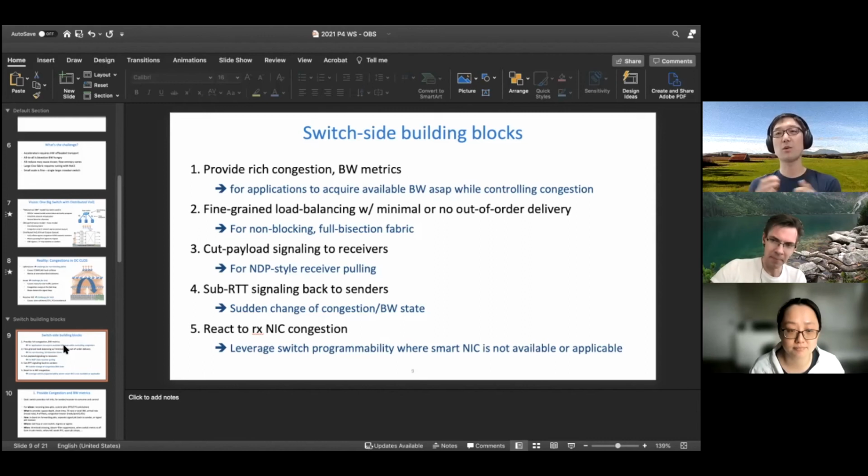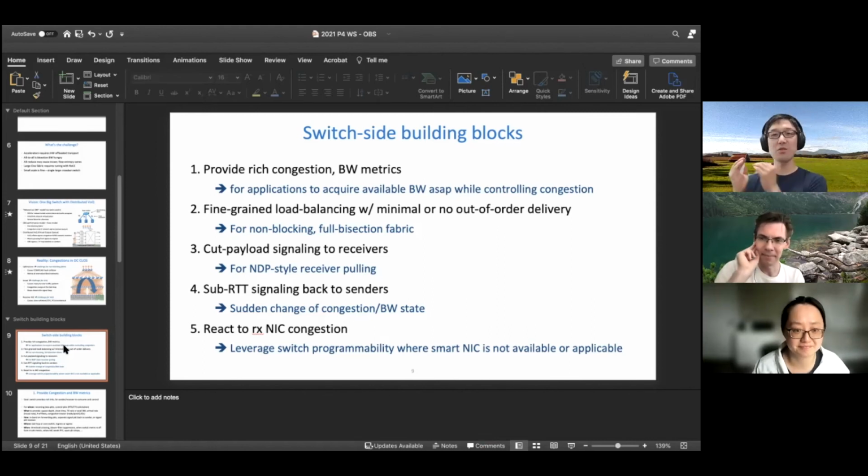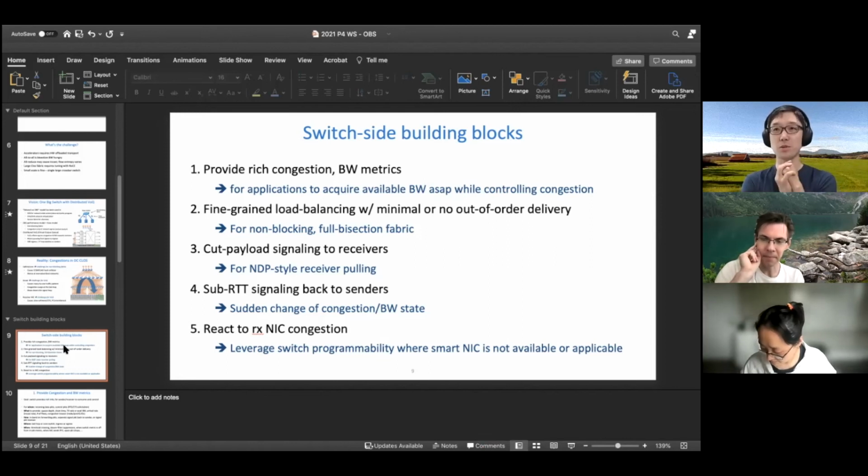And if you now think about 400 gigabit per second link speed, even just a 10 to 1 incast is relatively small. We are talking about 4 terabit per second of traffic, right? It's huge. So providing such rich congestion information or bandwidth metrics as soon as possible to the transport, either receiver or sender, is very important.